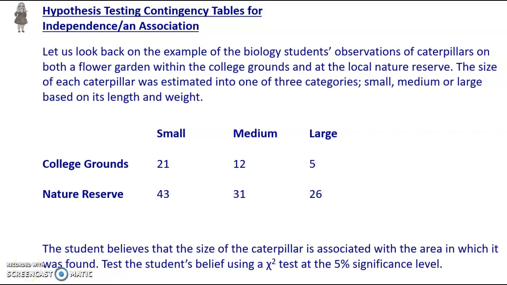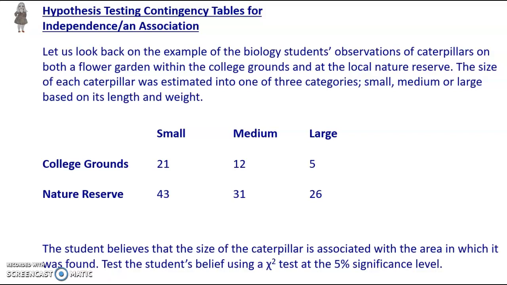In this example, we're going to look at how to do a hypothesis test on a contingency table when being asked for independence or an association. So if we look at the example here, we have a biology student's observations of caterpillars on both a flower garden within the college grounds and at a local nature reserve.